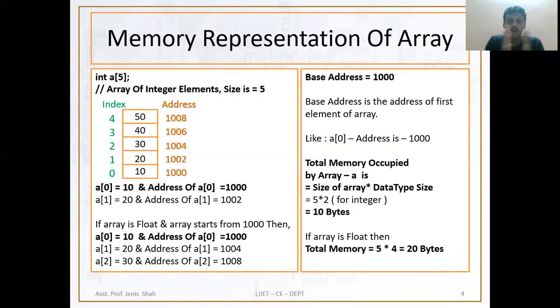How much memory is occupied by this whole array? The array is of size 5. Each and every element contains 2 bytes. Total bytes 5 multiplied by 2, that means 10 bytes. If the array is of floating type, then it occupies 5 multiplied by 4, that means 20 bytes. Now, moving forward to the next topic, example of 1D array.